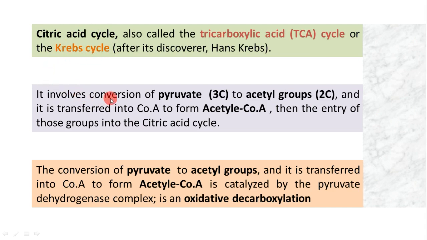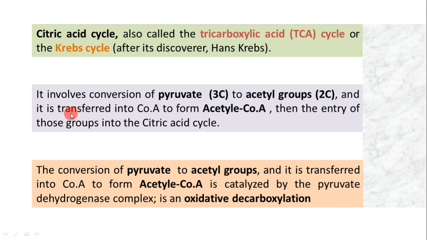The citric acid cycle involves the conversion of pyruvic acid, or pyruvate, with 3 carbons into an acetyl group with 2 carbons. Here the 3-carbon pyruvic acid is converted into an acetyl group with 2 carbons. That means 1 carbon atom is released in the form of carbon dioxide. And this acetyl group is the CH3CO group.